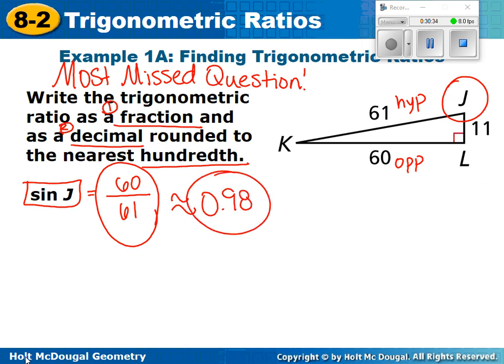Okay, we did not use the sine button, the cosine button, or the tangent button. Super easy, right? But that is what is most missed on the test because students think, oh, I have to take the inverse of the sine and type it in on my calculator and find the angle. You are going too far.